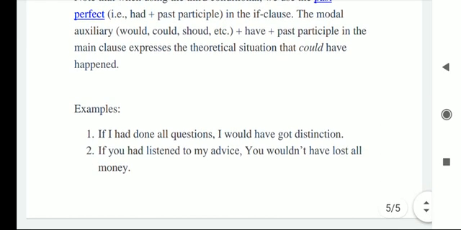An example: If I had done all the questions, I would have got a distinction. If you had listened to my advice, you would not have lost all your money.